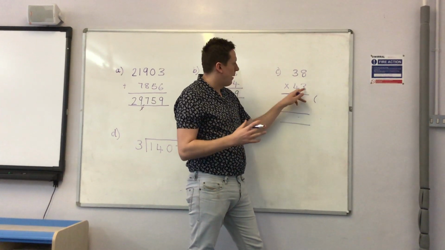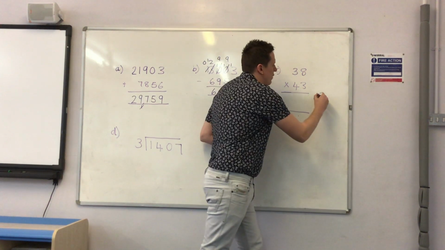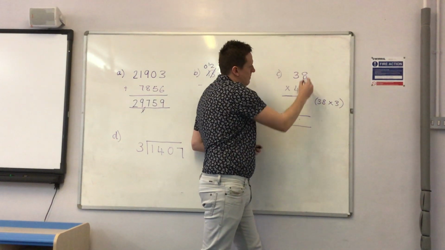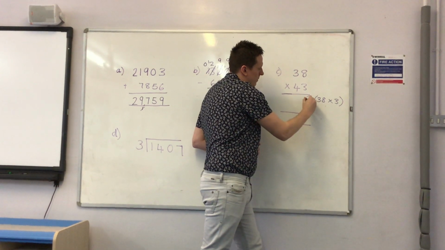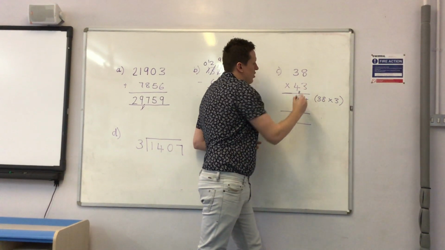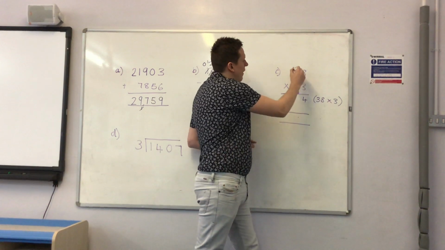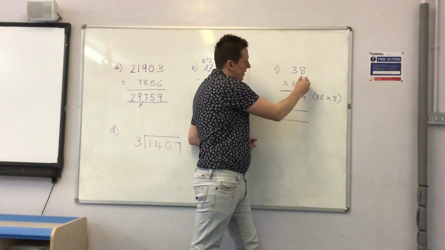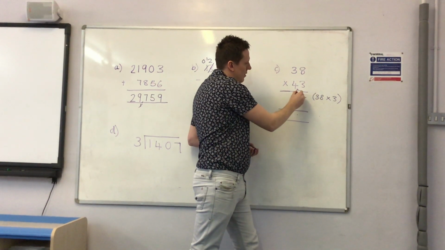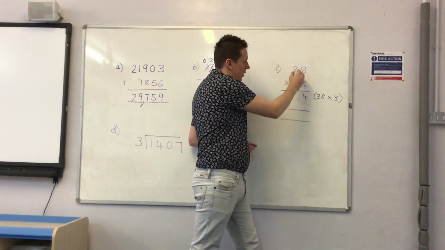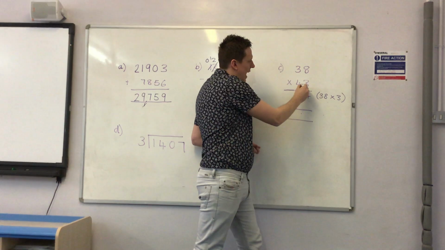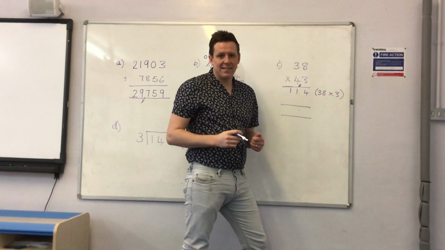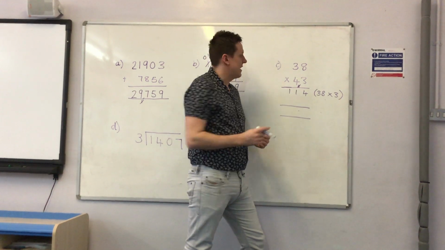I'm going to start with my ones, and I'm going to do 38 times 3. 3 times 8 is 24. Put my 4 in and carry my 2 over into my tens. 3 tens times 3, so 30 times 3 is 90. Remember, this is in the tens column. 3 times 3 is 9. Add the 2 I carried earlier is 11. So 38 times 3 is 114.